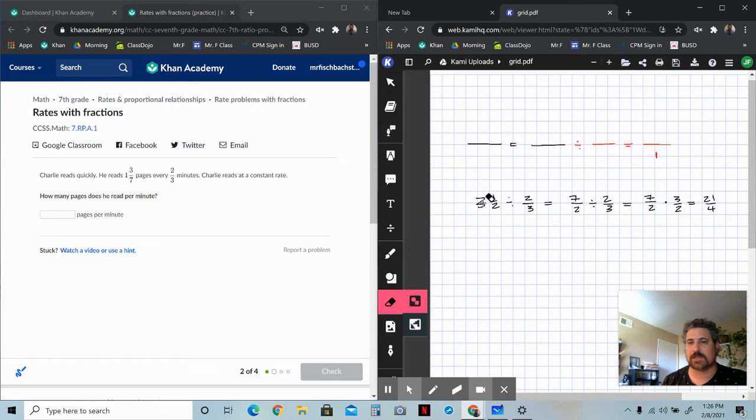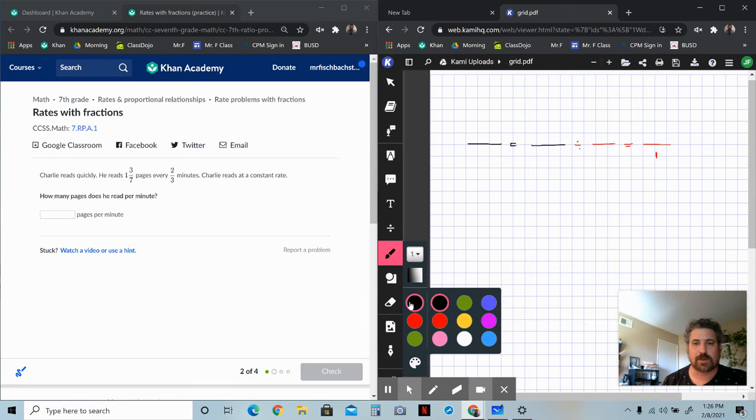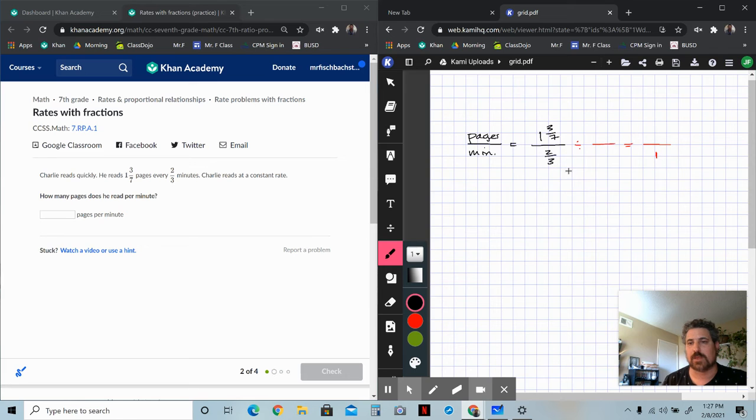Everything else basically stays the same, so we can get rid of all this and start from scratch here. Let's see if I can get rid of all this. Next time, I think I'll just smooth the scroll down. For right now, I'm just going to delete this stuff. All right, so for this problem, we've got 1 3/7 pages. So we're going to have pages on top and minutes on bottom. We want the pages per minute. And we know this is 1 3/7 pages every 2/3 of a minute. So just divide top and bottom by 2/3, and you're going to get your answer.